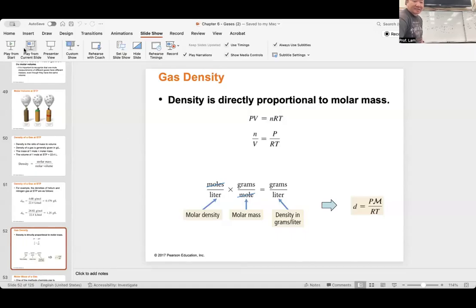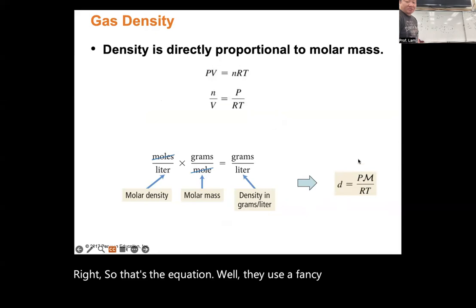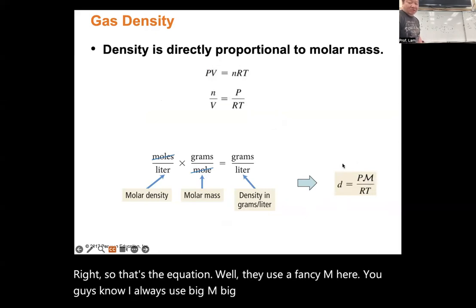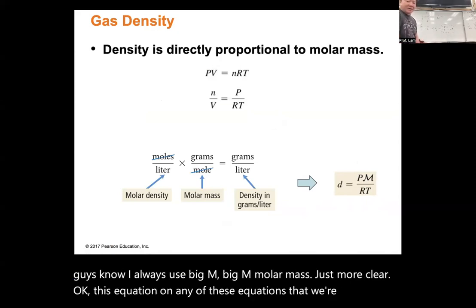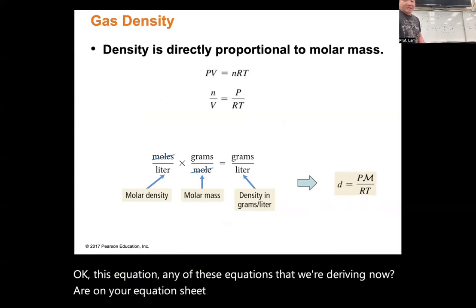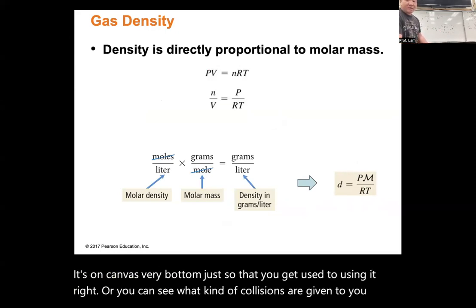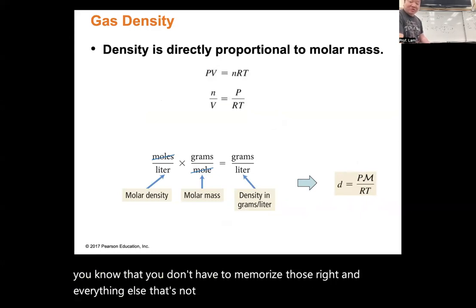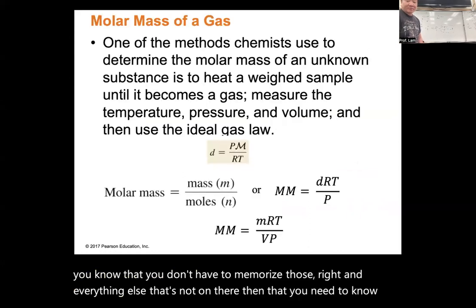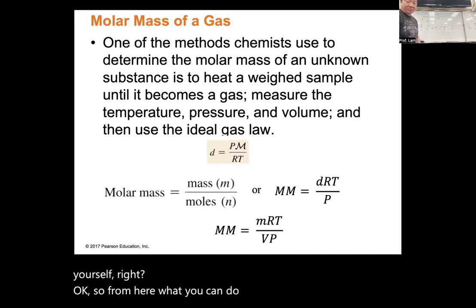All right, so back to our slides. So that's the equation. They use a fancy M here. You know I always use big M for molar mass, just more clear. Any of these equations that we're deriving now are on your equation sheet. So you should go and take a look at it. It's on Canvas, at the very bottom, so that you get used to using it, or you can see what kinds of equations are given to you so you know that you don't have to memorize those. And everything else that's not on there, you know that you need to know yourself. Okay, so from here, what you can do is also solve for the molar mass.